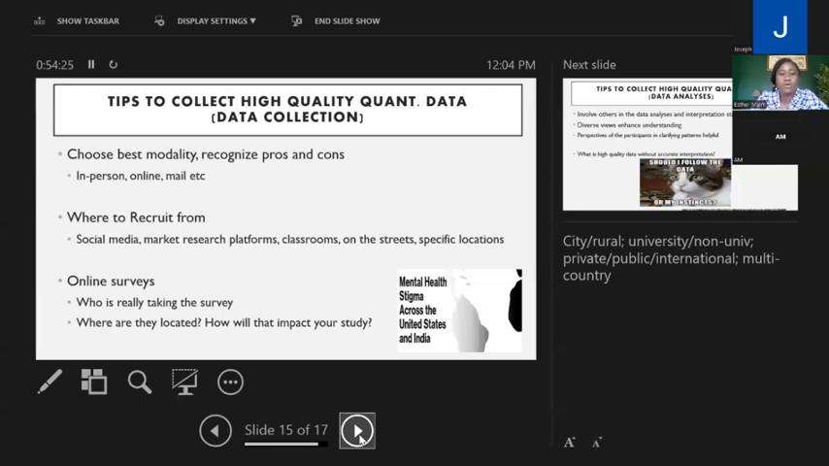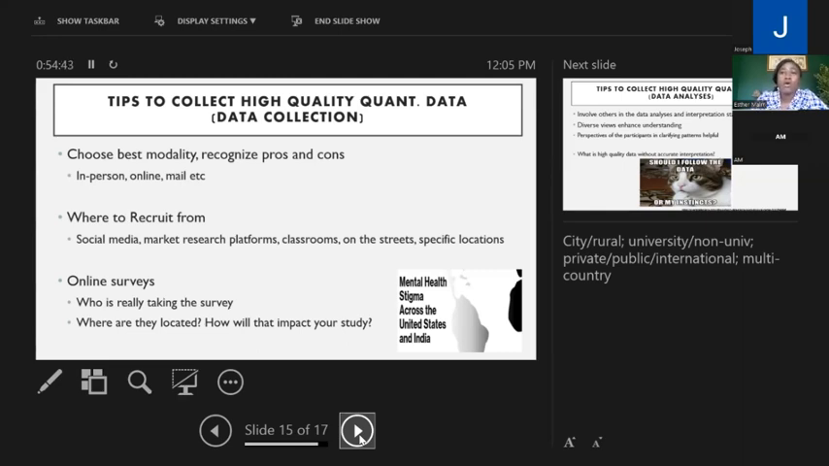You need to figure out what would be the best modality, what the advantages are in using it, and what the disadvantages are also in using it. All right. You also want to be mindful about where you recruit from. Where are you going to recruit from?